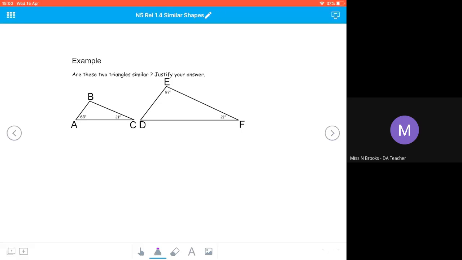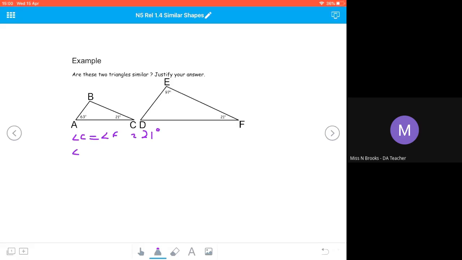So the next example is asking if these two triangles are similar, and we need to justify our answer. Now you can see we don't have two pairs of corresponding angles. We can start off by saying that angle C equals angle F equals 21 degrees because they are corresponding, but angle A is corresponding with angle D, and we don't know what angle D is, and angle B is corresponding with angle E, and again we don't know what angle B is. So we need to work out what the missing angle is. So let's work out what angle B is.